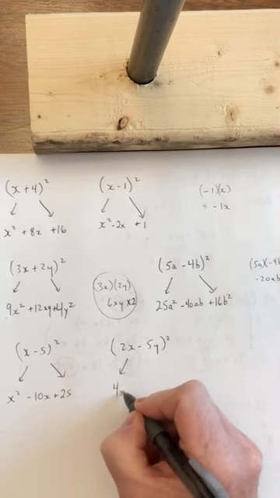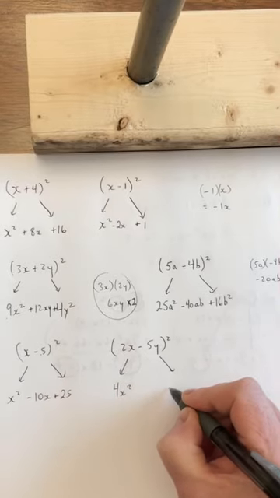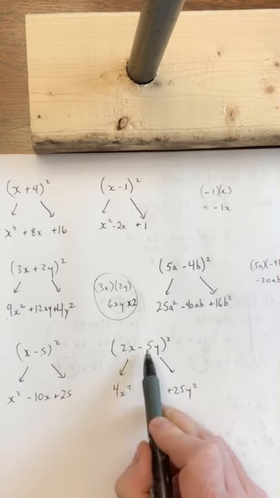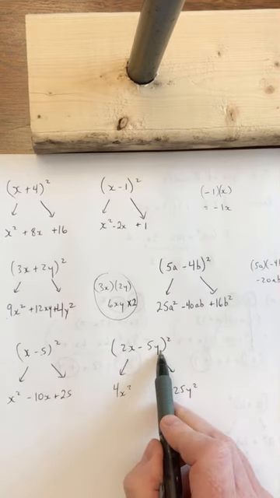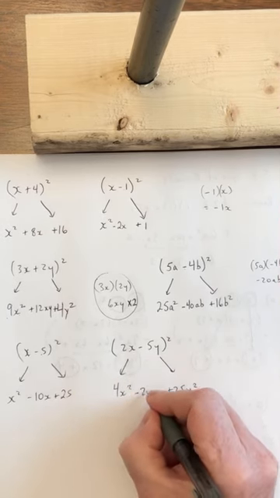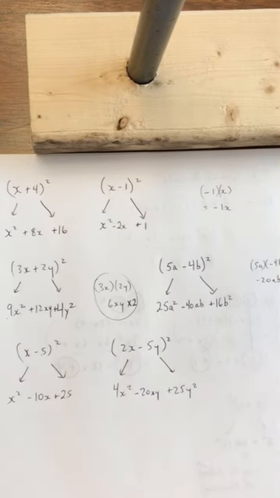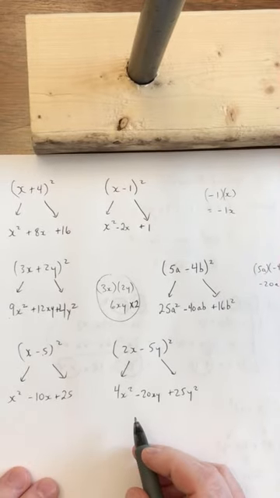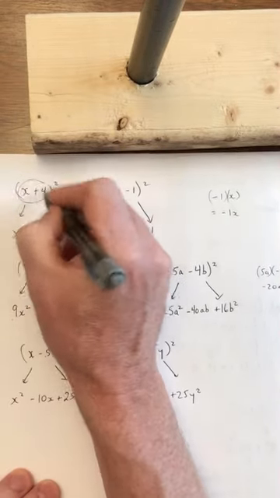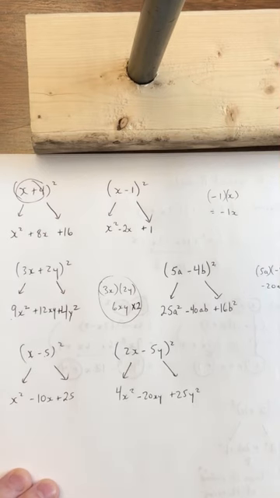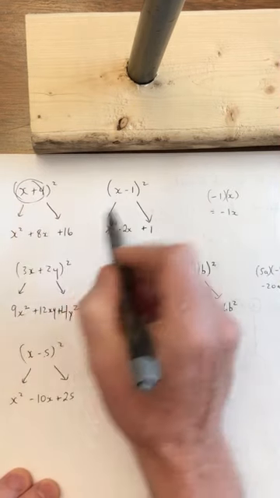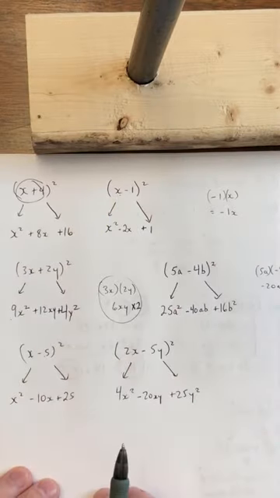So we have 4x squareds plus 25y squareds. Negative 5 times 2 is negative 10xy's. Double it, that's negative 20xy's. All right. So in all these cases, we either did x plus 4 times x plus 4, or x minus 1 times x minus 1.